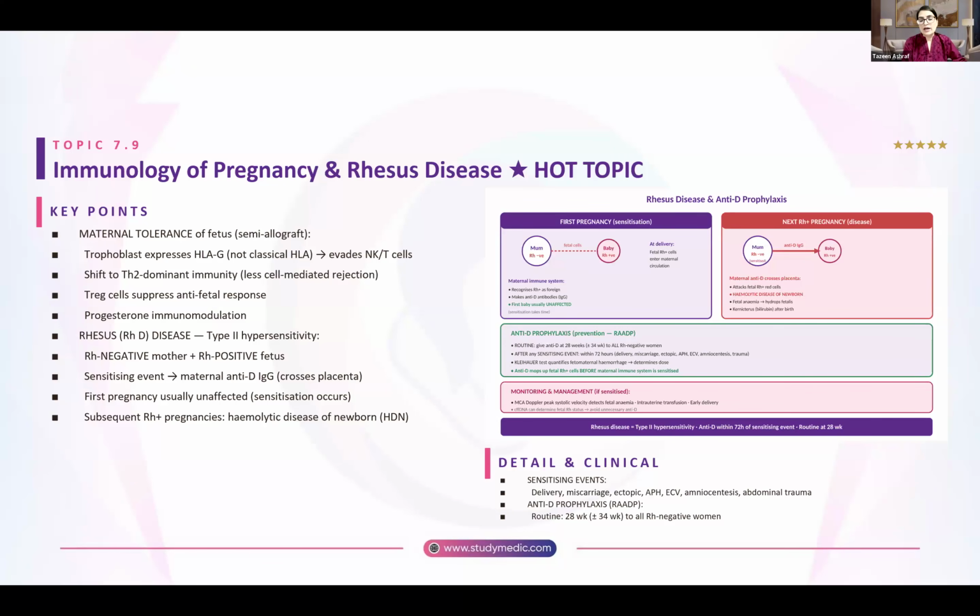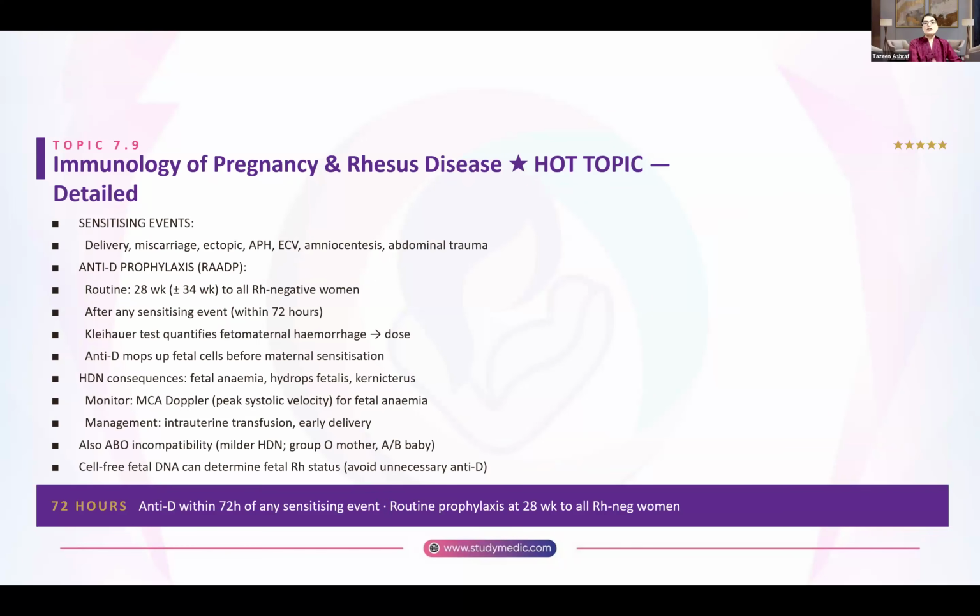Anti-D prophylaxis should also be given. Routine anti-D prophylaxis is given at 28 weeks. We can give 2 doses at 28 weeks and 34 weeks, or a single dose can be given at 28 weeks, to all Rh negative women in subsequent pregnancies to prevent hemolytic disease of the newborn. And if there is any sensitizing event, then anti-D should also be given.